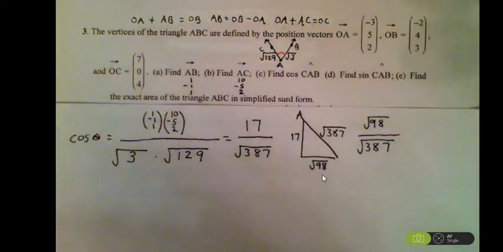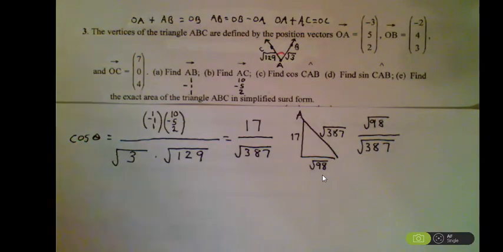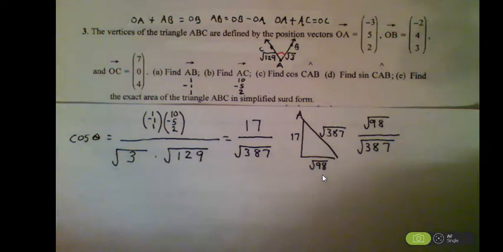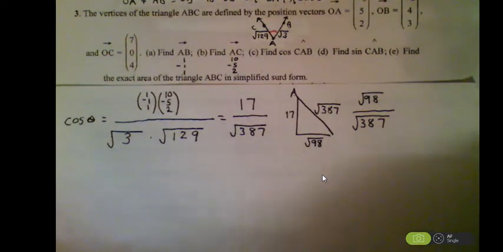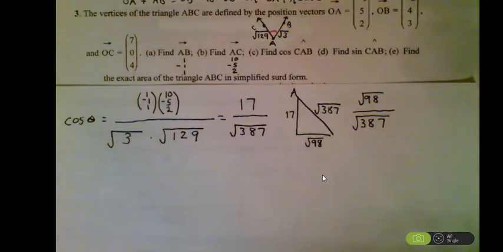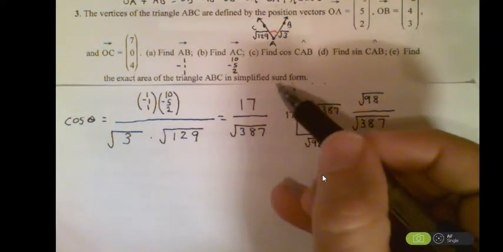And so that works too. Obviously the trig identity and the Pythagorean theorem idea that I just used are linked together. That's where the trig identity comes from. But whichever one makes more sense to you is the one you can apply. We're now using all that information to find the exact area of the triangle ABC in simplified radical form.